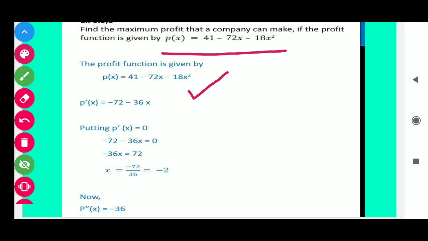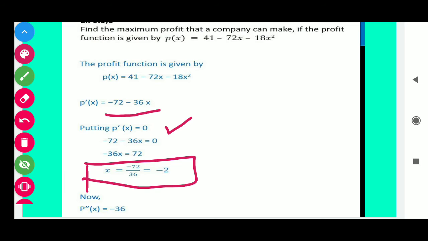Now students, go with the working rule. First we need to find the derivative. The derivative of 41 is 0 because it is a constant, and the derivative of minus 72x is minus 72. Similarly, the derivative of x square is 2x. In this way we get minus 36x. Now with the third step, we need to make its factors. You can see that this is already a linear equation, so there is no need to make factors. After that, for maxima or minima, put P dash x equals 0. Then we get x equals minus 2.